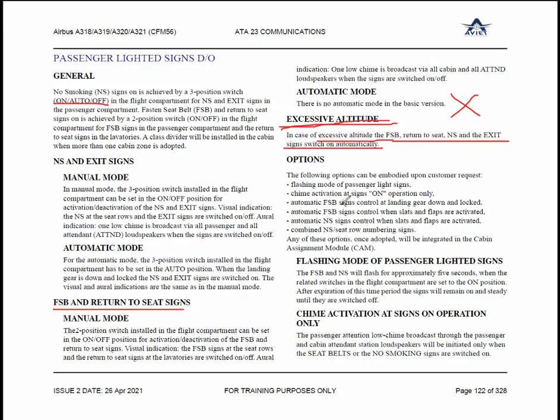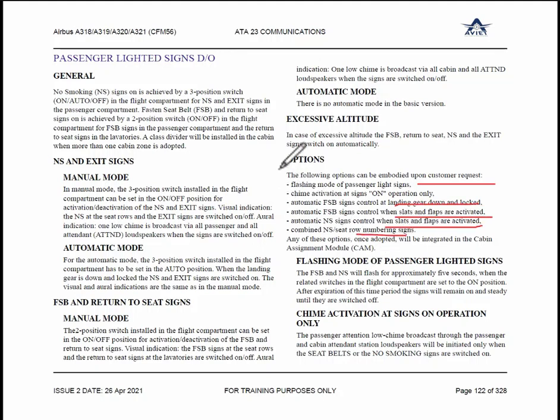And options are available which the customer can request. Flashing light mode, they can get the flashing light. They can get the chime operation only. Automatic fasten seatbelt sign controlled at the landing gear down and low. Fasten seatbelt control when the slat and flap are activated. Combined no smoking and fasten seatbelt numbering sign. I mean, these are the various options available which an airline can request and customize.